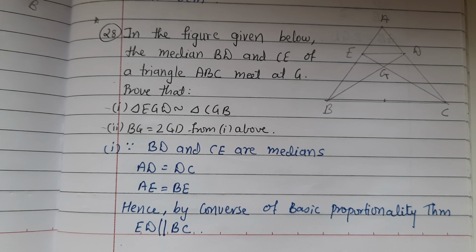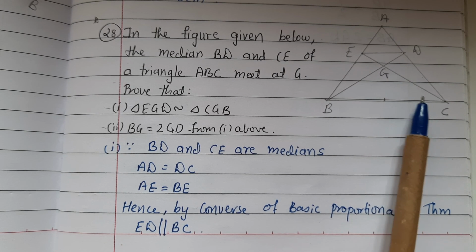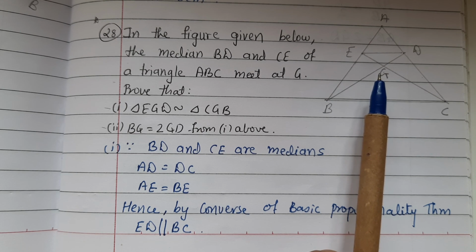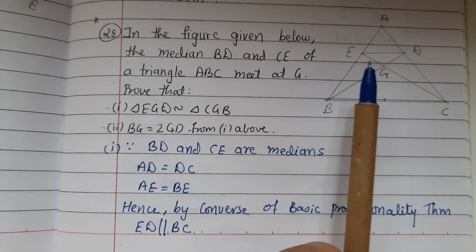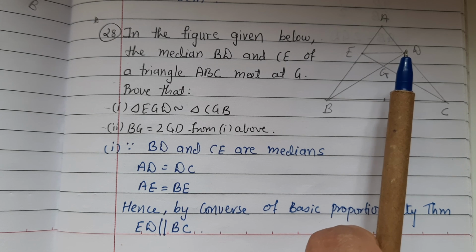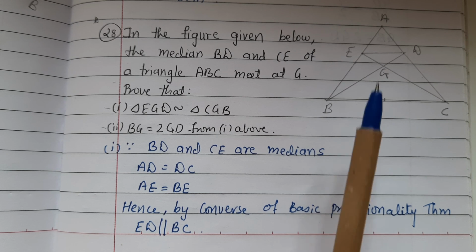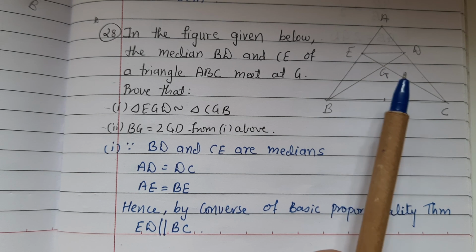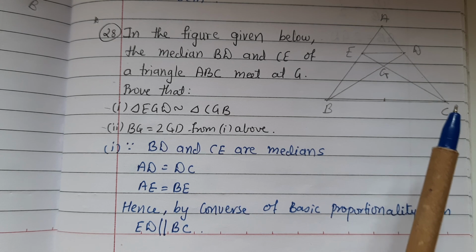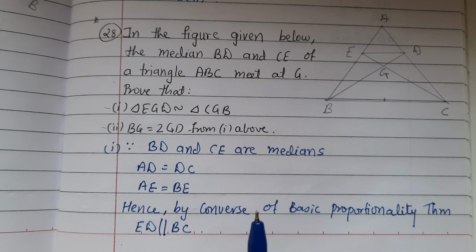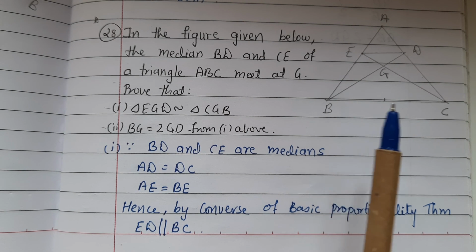Sum number 28. In the given figure, the medians BD and CE of a triangle ABC meet at G. Prove that, first part, triangle EGD is similar to triangle CGB. Since BD and CE are medians, AD is equal to DC, AE is equal to BE. Therefore, by converse of basic proportionality theorem, ED is parallel to BC.